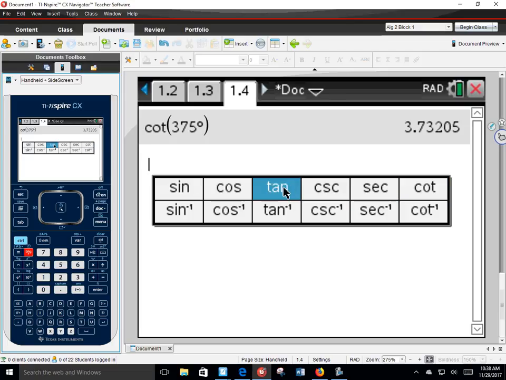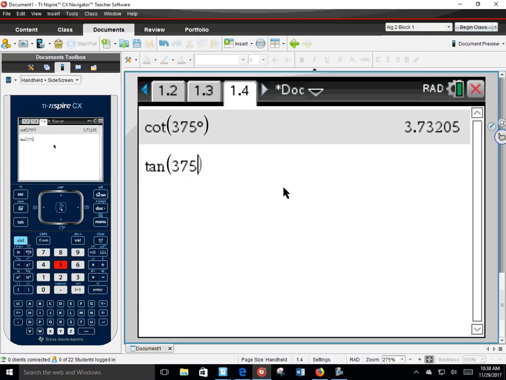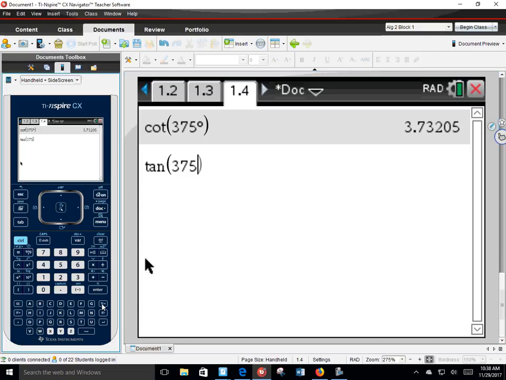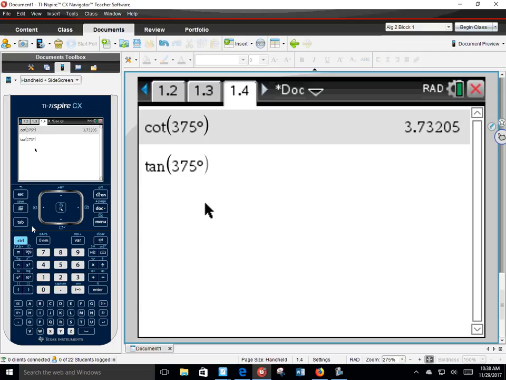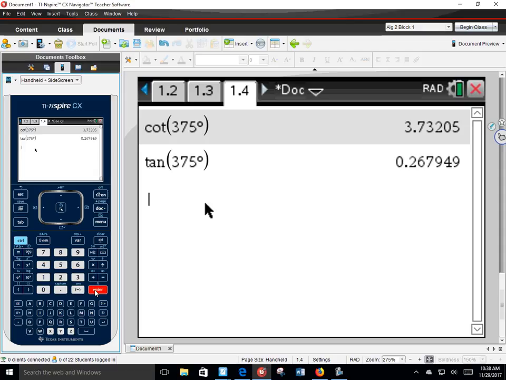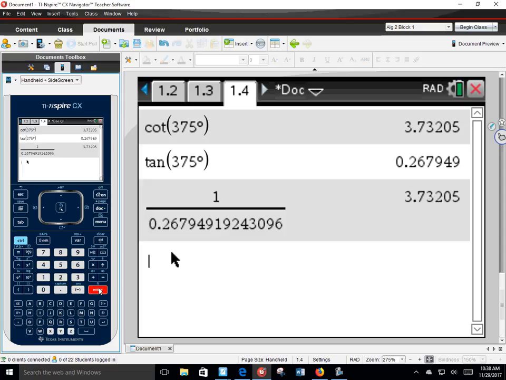Let's test that. So tangent of 375, push the degree symbol. That gives me 0.2679. And then if I want the reciprocal of that, I can do 1 divided by that answer. Do you guys know how to do that answer? Control the negative. And so I end up getting, there it is, 3.732, just like we got before.